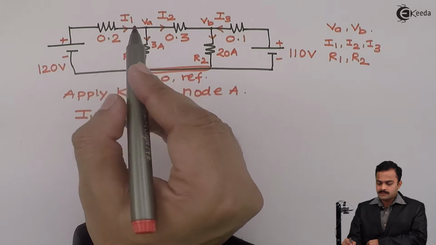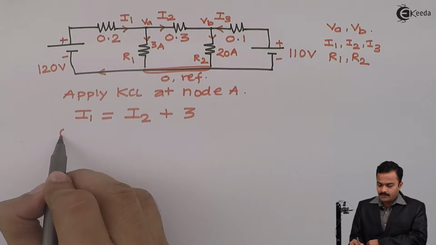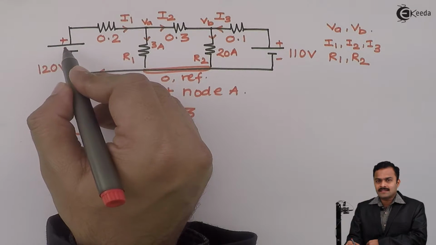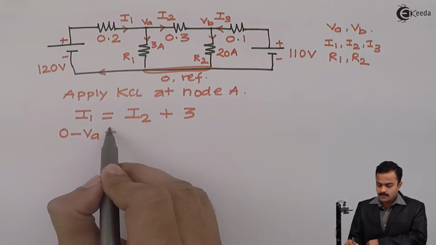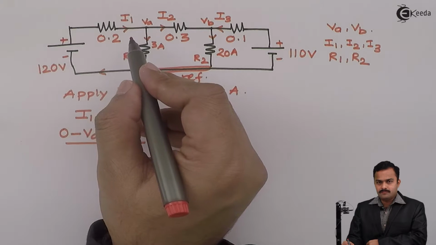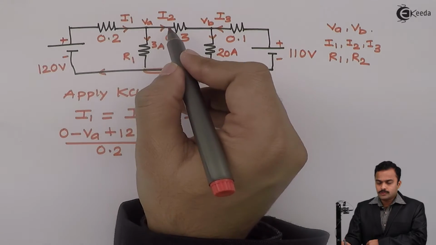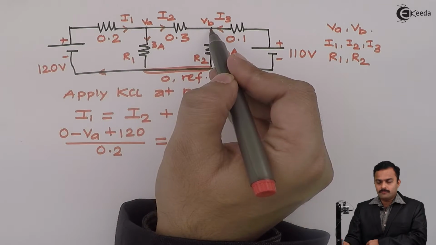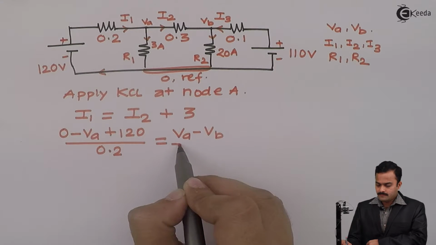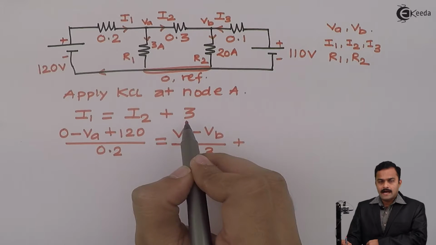So I1 is a current which has started from reference and ending on A node. Starting from reference, ending on A, and in the direction I am having a voltage rise 120 volt. So plus 120 divided by resistance of this branch 0.2 equal to I2 started at A ending on B. So VA minus VB divided by 0.3 plus 3 I will keep as it is.